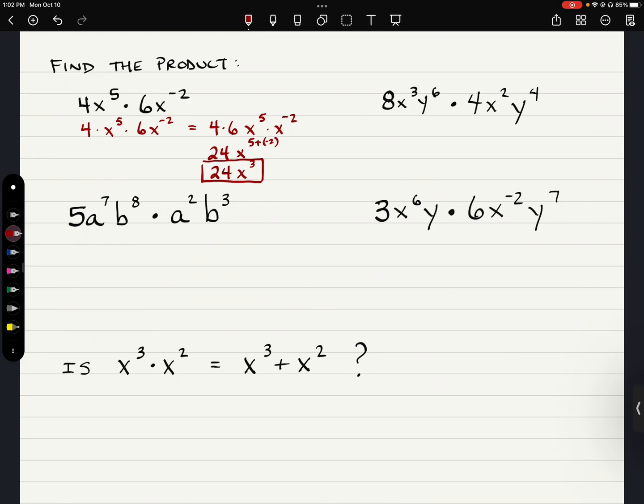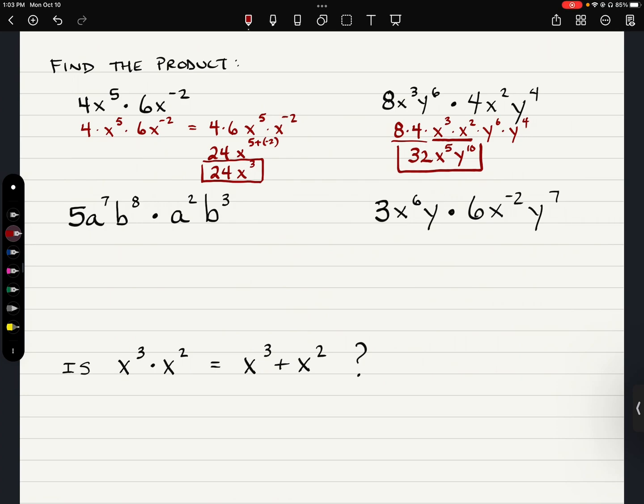The second one, we have 8x to the third y to the sixth times 4x squared y to the fourth. Again, we have 8 times 4 times x to the third times x squared times y to the sixth times y to the fourth. 8 times 4 is 32. X to the third times x squared would be like multiplying x 5 times. And y to the sixth times y to the fourth would be y to the 10th. And there is our answer. 32x to the fifth, y to the 10th.